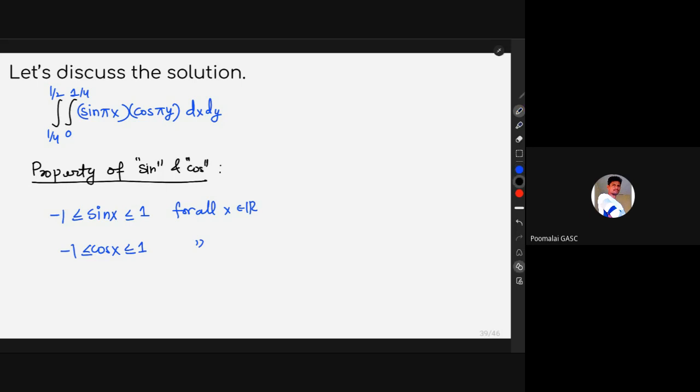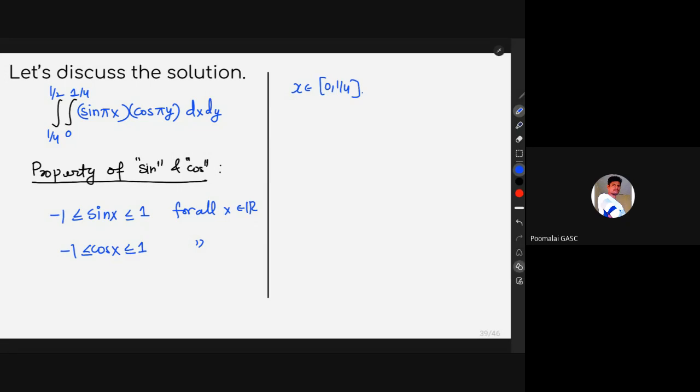Further, you can also get more from these bounds by considering the range where this x is varying. So in the first case, x is varying from 0 to 1 over 4. Okay, so what happens to your function?